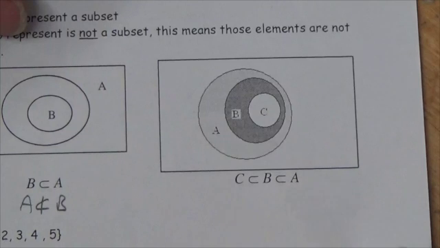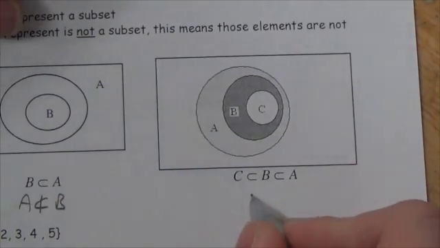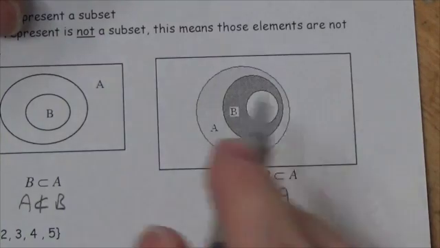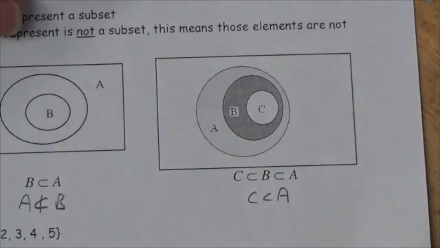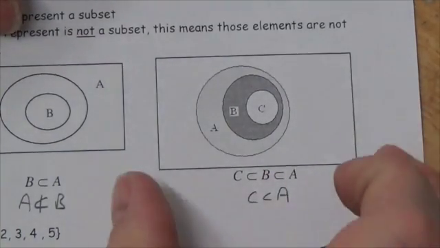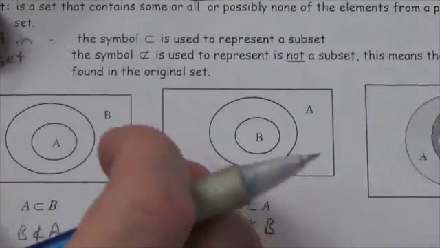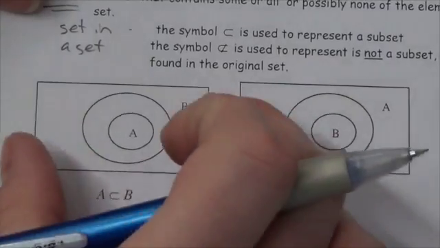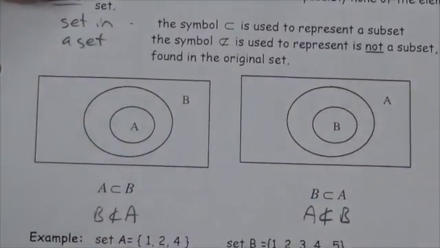Here, we've got these nested sets. So C is a subset of B, which is then a subset of A. We could also write here that C is a subset of A, and that would work too. That follows directly from what we're looking at here. And in every one of these cases, the big box that we're looking at represents the universe. The only things we care about are what's inside that box right there.